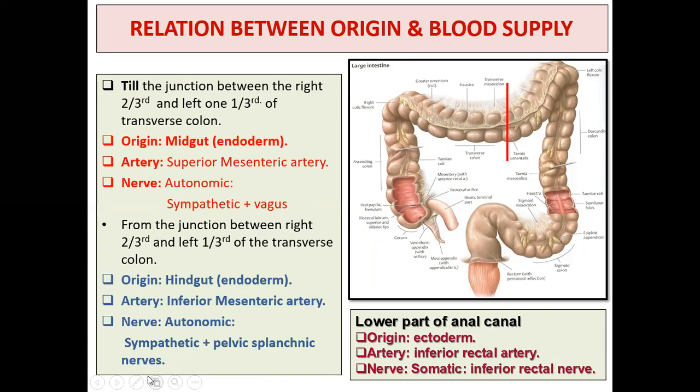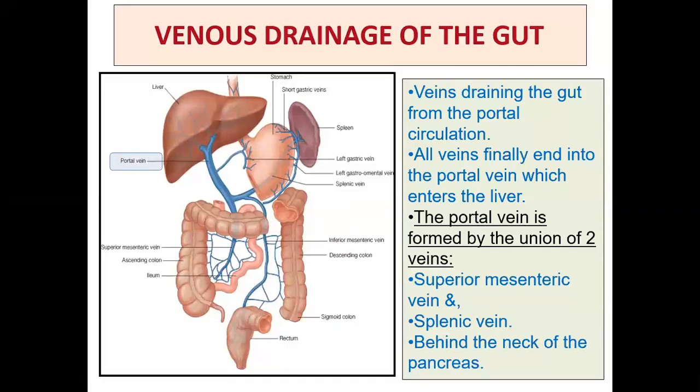Now it will be the pelvic nerves which will be supplying. Coming to the lower part of the anal canal, after the rectum is the anal canal. So the origin is from the ectoderm. This anal canal, the last part of the GIT, is not developing from the hindgut, but is coming from the ectoderm. So it is supplied by a different artery called the inferior rectal artery. And the nerve supply, because it is coming from the ectoderm outside, is a somatic nerve, that is the inferior rectal nerve. So this is the origin and blood supply of these different parts of the large intestine.